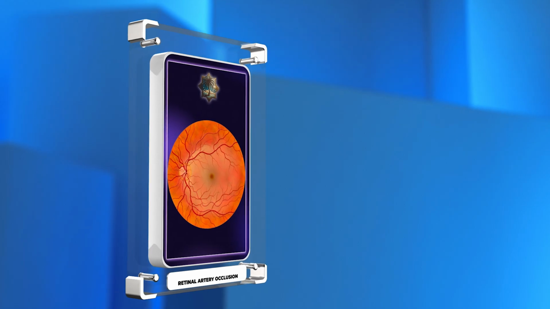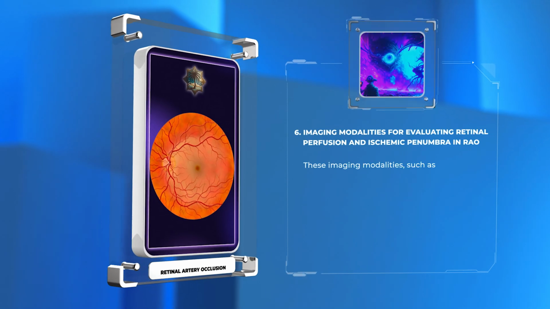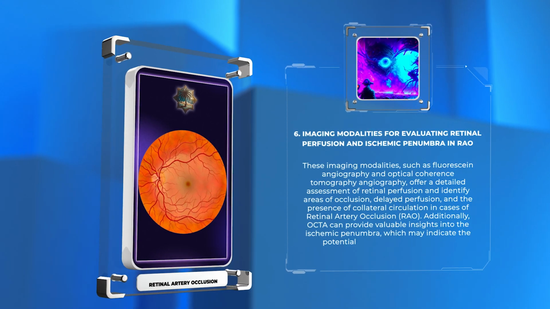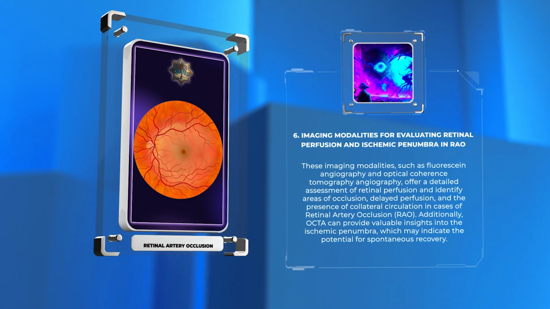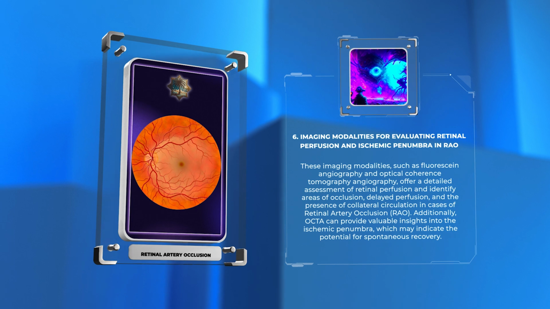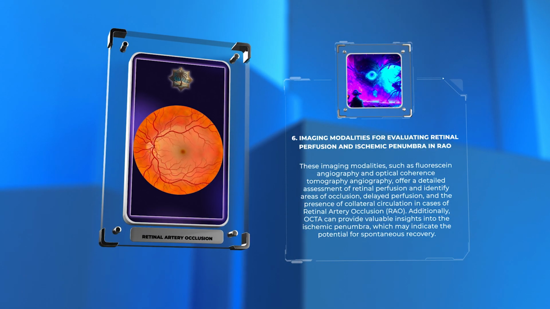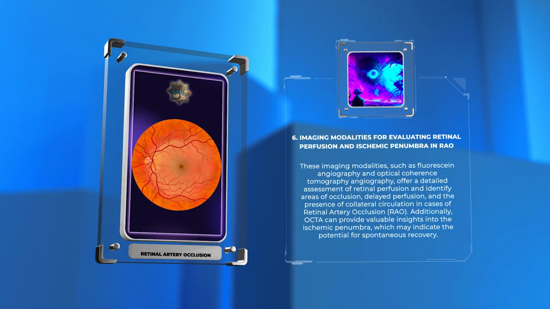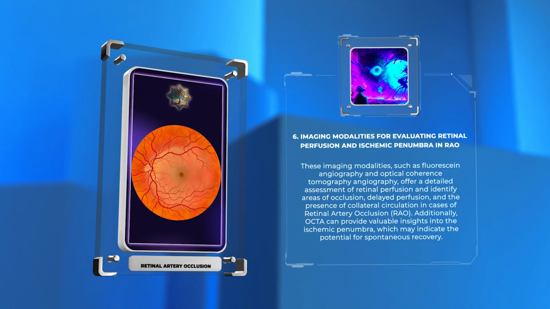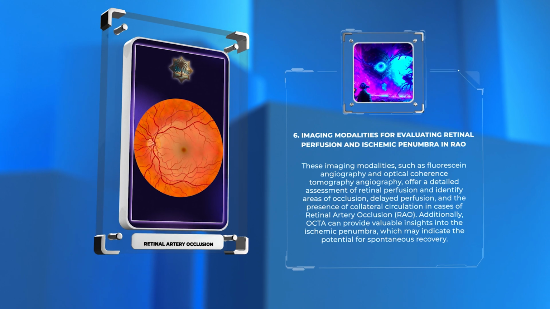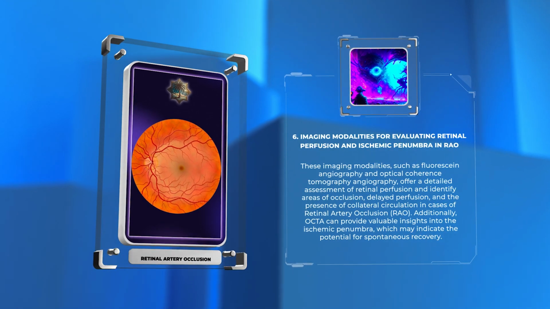Imaging modalities, such as fluorescein angiography and optical coherence tomography angiography, offer a detailed assessment of retinal perfusion and identify areas of occlusion, delayed perfusion, and the presence of collateral circulation in cases of retinal artery occlusion, RAO. Additionally, OCTA can provide valuable insights into the ischemic penumbra, which may indicate the potential for spontaneous recovery.